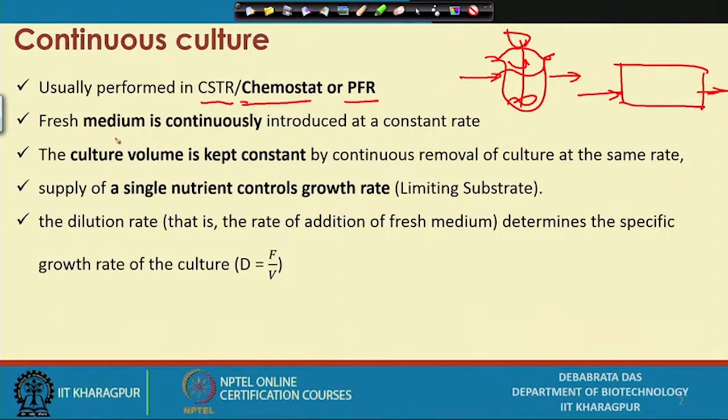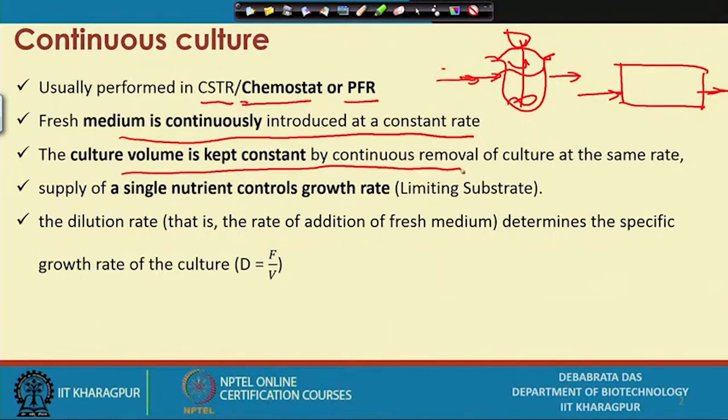Now, fresh media is continuously introduced at a constant rate, and the culture volume is kept constant by continuous removal of the culture. Suppose F is the flow rate, and here also we have to maintain the flow rate F. Suppose this is F1 and this is F2. If F1 is more than F2, then what will happen?